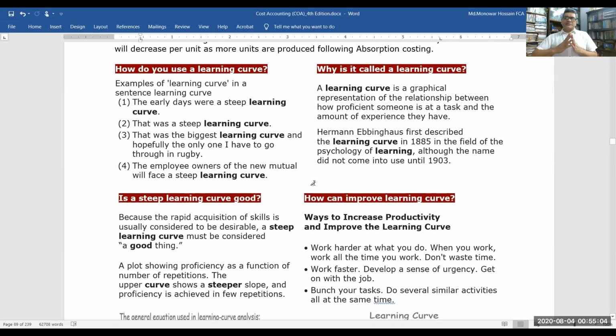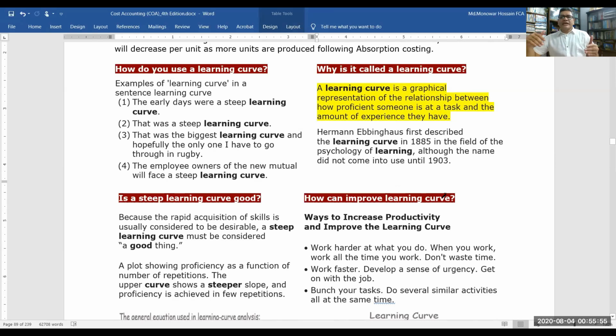How do you use the learning curve? In the early days, there is a steep learning curve. That was the biggest learning curve, and hopefully the only one I have to go through. The employees of the new machine will face steep learning curves. And why is it called a learning curve? Because a learning curve is a graphical representation of the relationship between how proficient someone is at a task and the amount of experience they have.